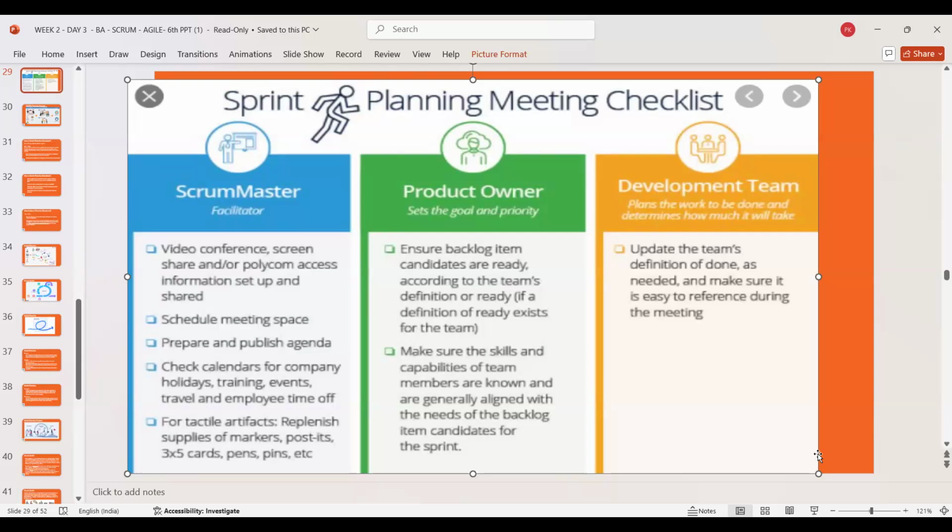What are the other aspects? Are there any other possibilities? Is this what the customer really wants? So basically we are trying to understand in detail whether our team is ready to start the work on this particular sprint.